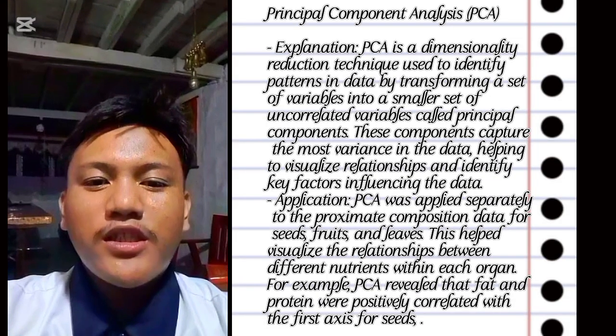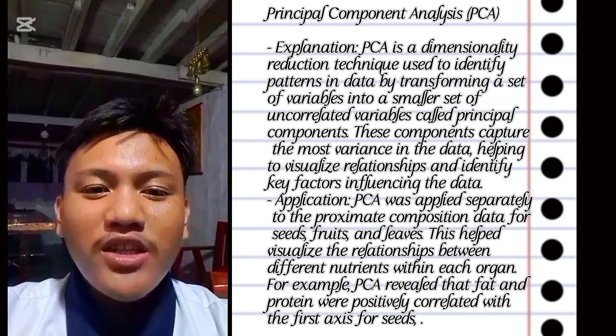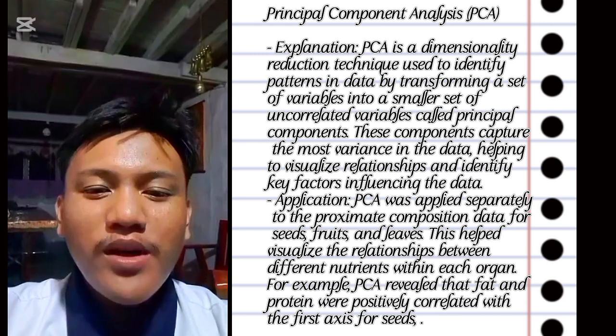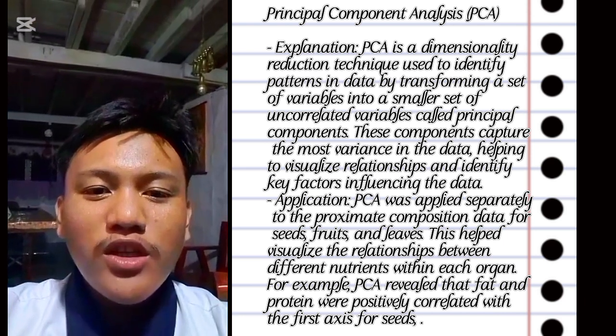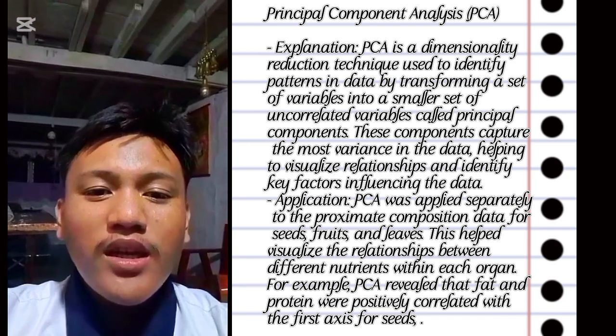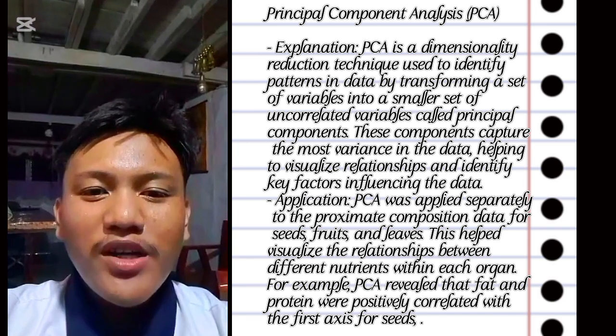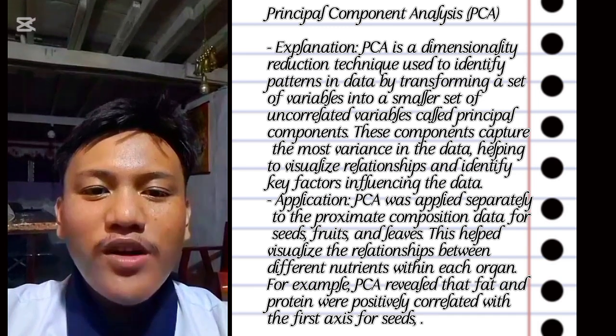Principal Component Analysis, or PCA. Explanation: PCA is a dimensionality reduction technique used to identify patterns in the data by transforming a set of variables into a smaller set of uncorrelated variables called principal components. These components capture the most variance in the data, helping us visualize relations and identify the key factors influencing the data.